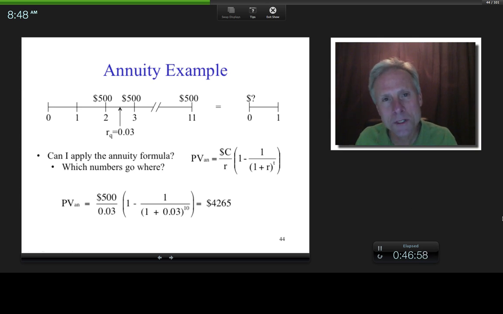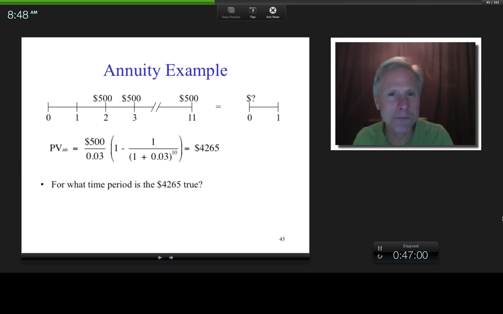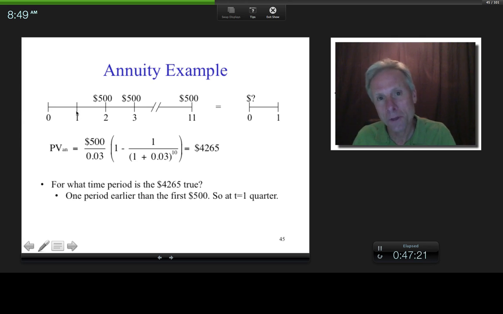Now here's the important question. For what time period is the 42.65 true? Well, when was the first 500? Time period 2, right? Now when you apply this formula, is the solution at the same time period as the first 500 or one time period earlier? It's one time period earlier, right? How do you know that? Well, you know that because you understand the formula. You've derived it. And so basically this solution is going to be for time period 1.